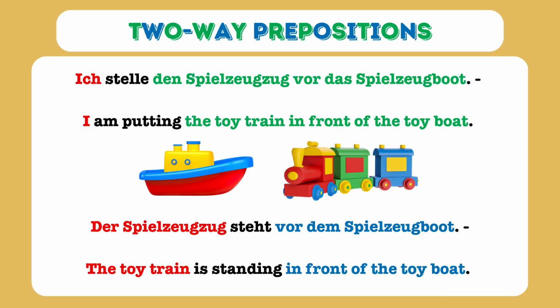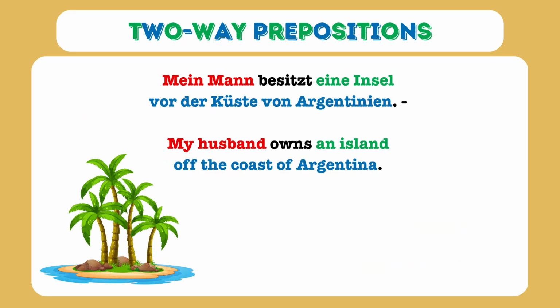Ich stelle den Spielzeugzug vor das Spielzeugboot. I am putting the toy train in front of the toy boat. Stellen means to place or put something in a standing position, which is where the train is. The train is now standing in front of it, which gives us the accusative case to describe that change in location. Vor das Spielzeugboot. Der Spielzeugzug steht vor dem Spielzeugboot. Now we have the dative case because it's standing there, it's already there. Vor dem Spielzeugboot. Mein Mann besitzt eine Insel vor der Küste von Argentinien.